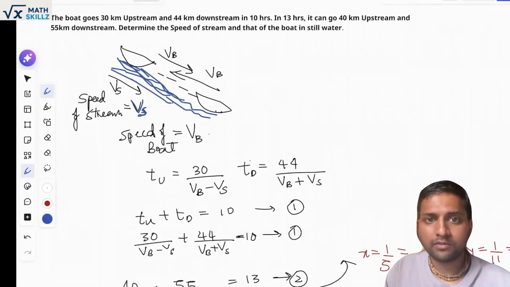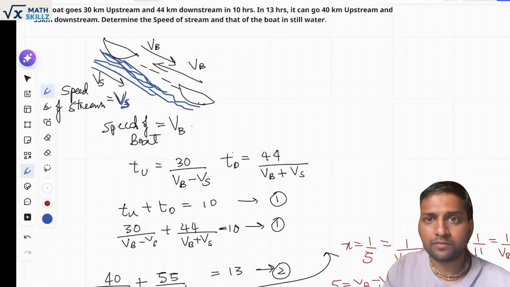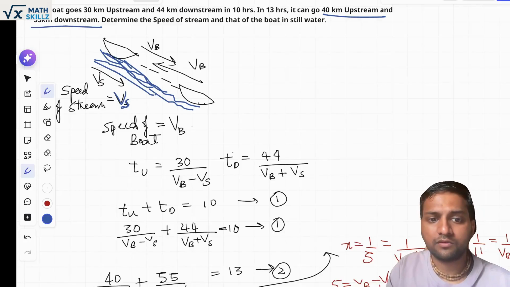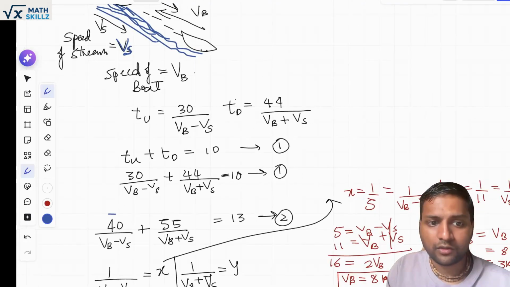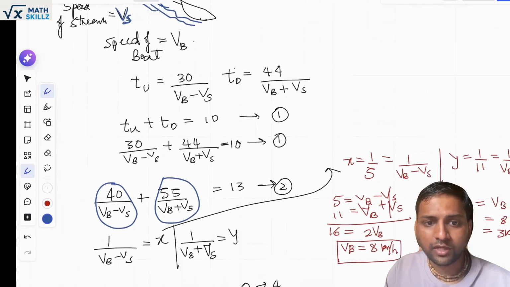Now similarly, we can make the second equation. Given that it travels 40 km upstream and 55 km downstream in 13 hours, it is 40 kilometers by Vb minus Vs, and 55 kilometers by Vb plus Vs is the total time, which equals 13 hours. So this is the second equation.